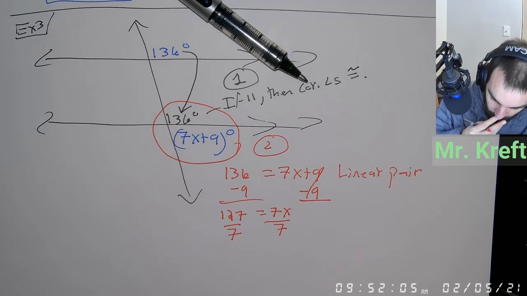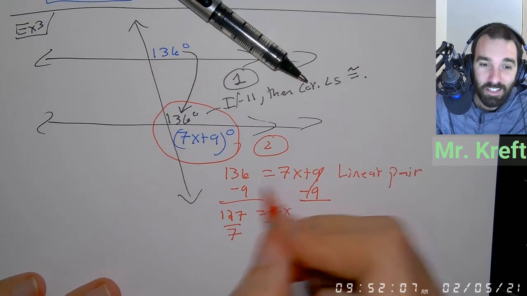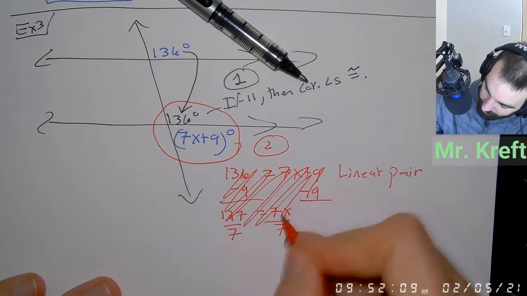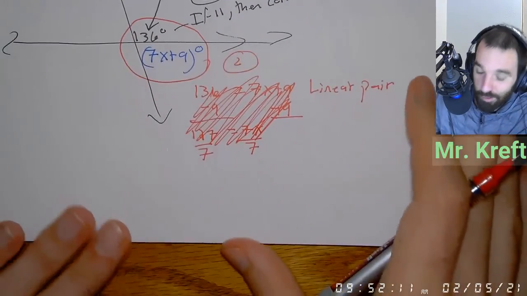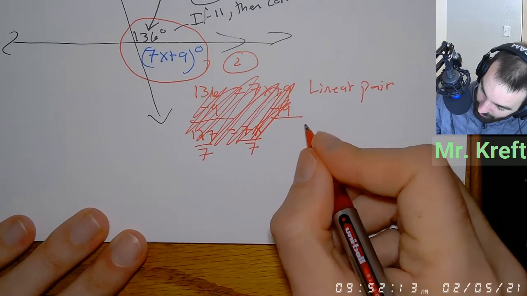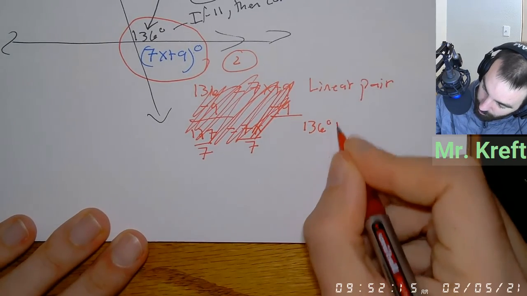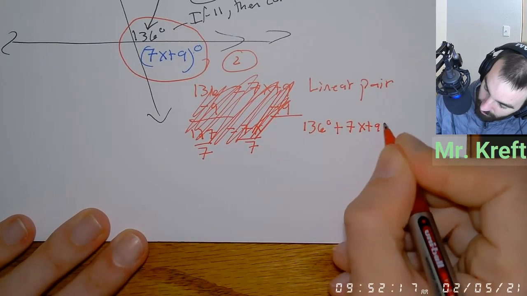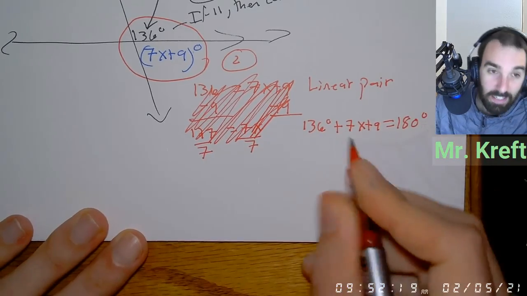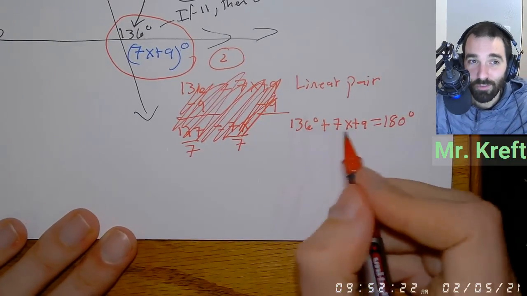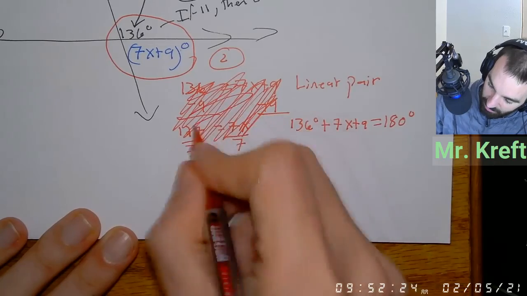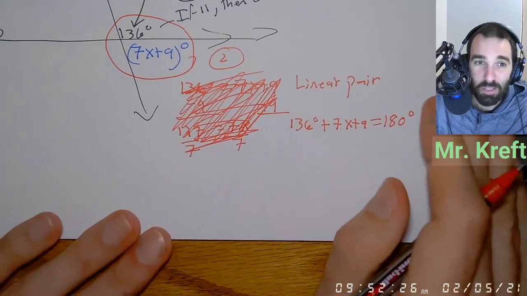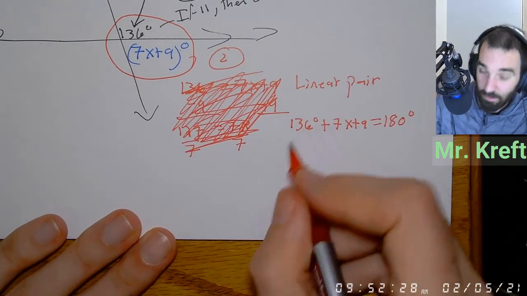I feel like I did something wrong. Oh, you know what I did wrong? They don't equal each other. That's not a linear pair, is it? So I made a mistake. So 136 plus 7x plus 9 equals 180, right? So that's what this needs to be. So that's a mistake, isn't it? Gosh, Kraft, making mistakes. They add up to 180.